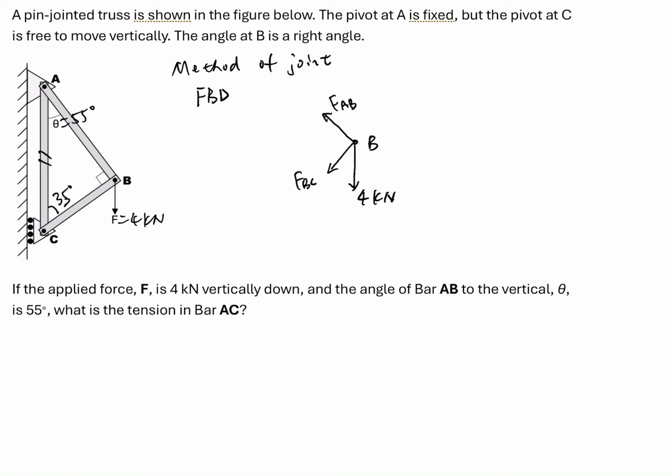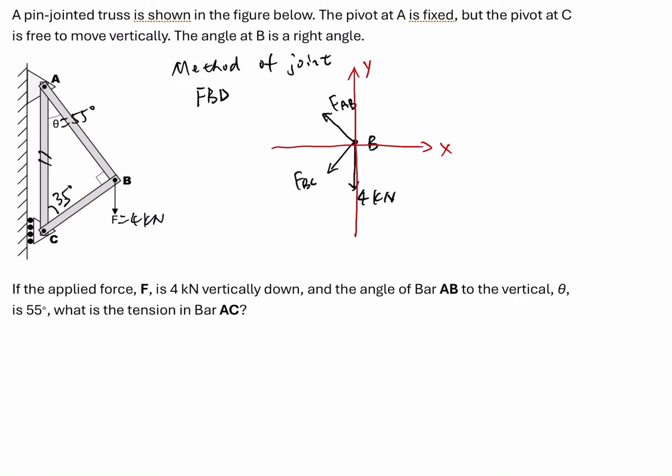So on joint B we can write down two equations of equilibrium. We have two unknown forces: one is FAB, the other is FBC. So we can solve for FAB and FBC. But first of all, we need to set up the coordinate system. There are two ways to do it. The first is to set the horizontal direction as X and the vertical direction as Y. Then we find the components of FAB and FBC in the X and Y directions, write down two equations of equilibrium, one in X and one in Y, and solve for FAB and FBC.